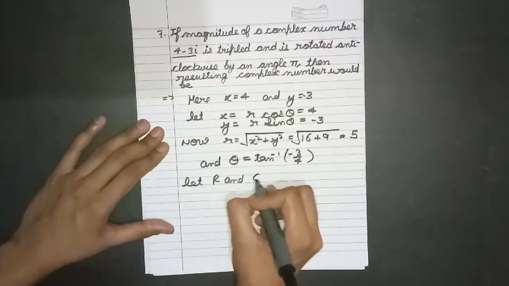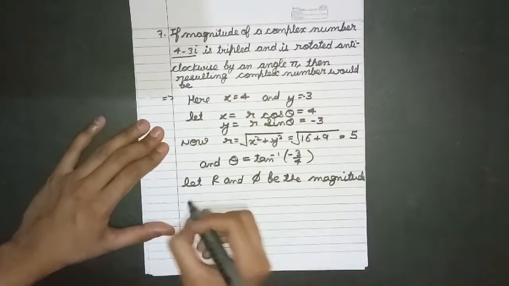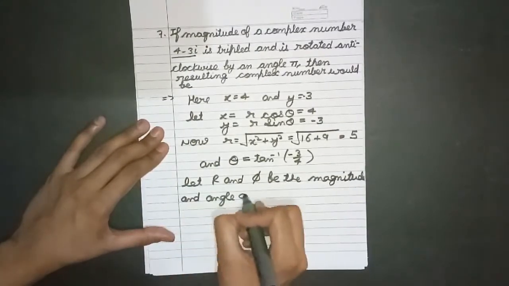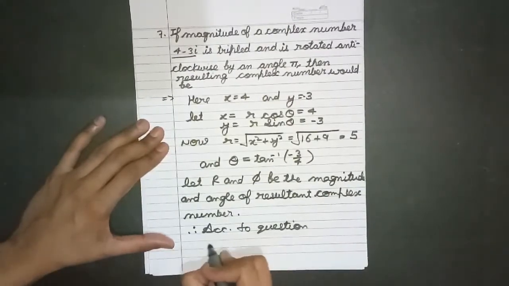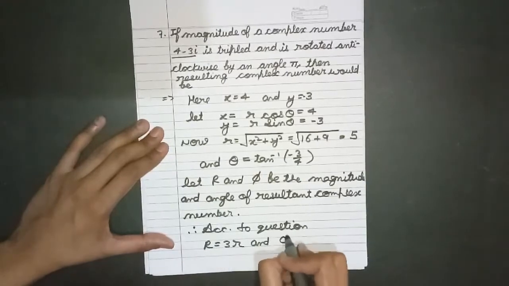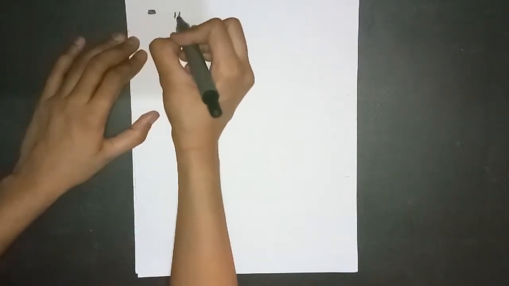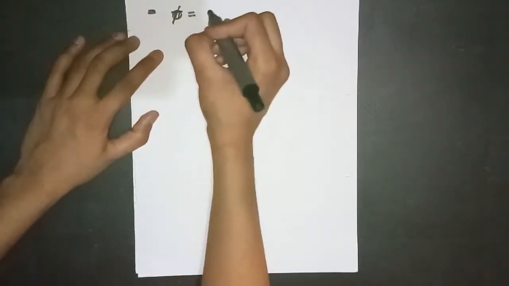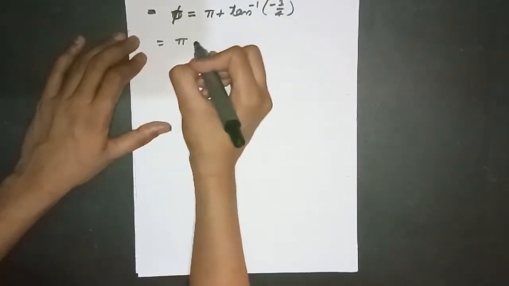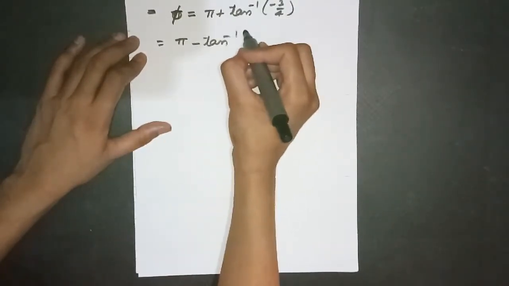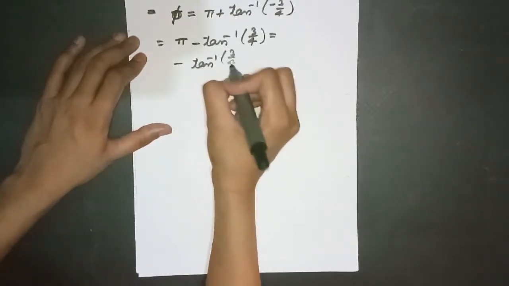So let r and phi be the magnitude and angle of the resultant complex number, right? So we have taken r and phi. Now, according to the question, r is equal to 3r, meaning tripled, and phi is pi plus theta. So phi is equal to pi plus tan inverse of minus 3 by 4, that is pi minus tan inverse of 3 by 4. So this is equal to minus tan inverse of 3 by 4.